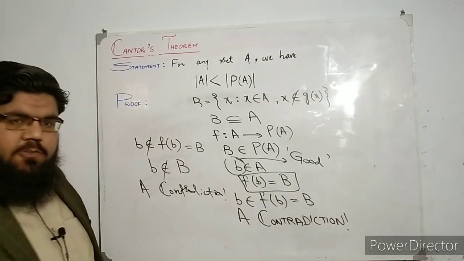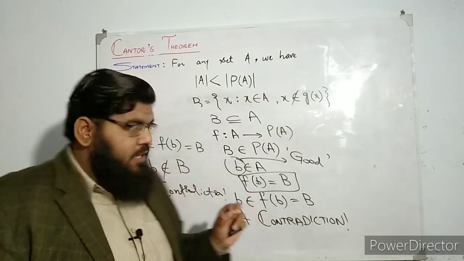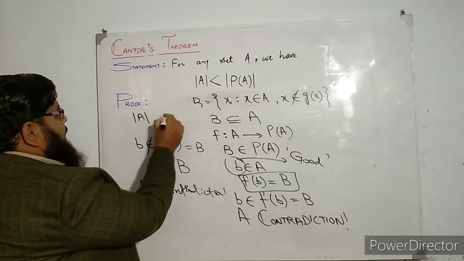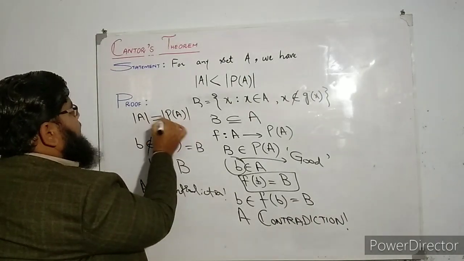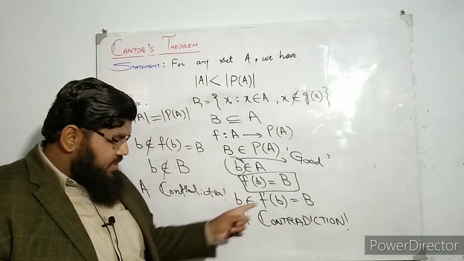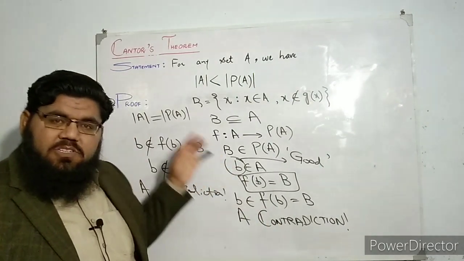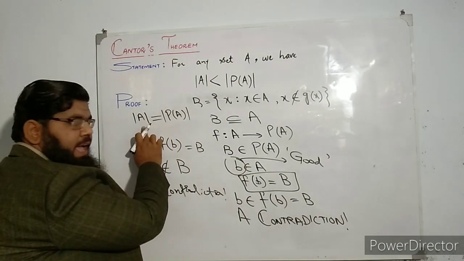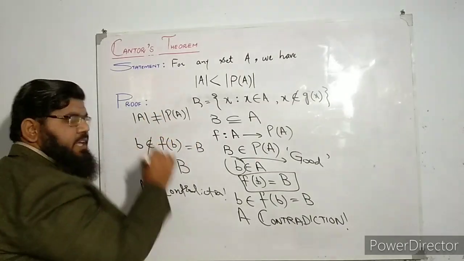Which finally helps us to realize that our supposition was wrong. We were supposing that the cardinality of A and the cardinality of its power set are equal. This was our supposition before going on here. So these two contradictions help us to understand that our supposition was actually wrong, and the cardinality of A and the cardinality of P of A are not equal.